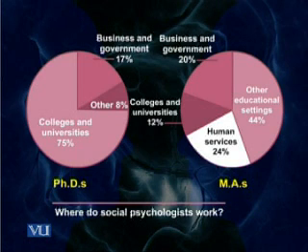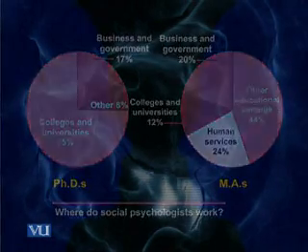Then it also shows that MSc level social psychologists have in fact greater job diversity. 12% work in 4-year degree colleges, 44% are working in other non-university academic settings, 20% are working in the business and government sector, while 24% are working in human service fields. And by human service fields, I mean clinics, health agencies, NGOs, etc.